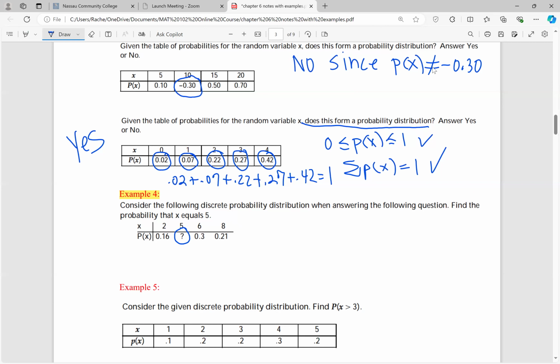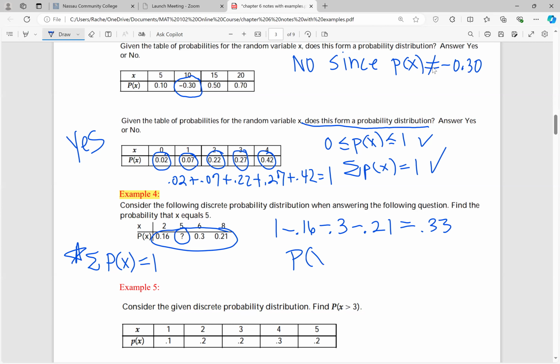And if you thought, all right, the probabilities in a discrete probability distribution have to add up to 1, you're right. You could use that property, right? So we know these should total 1. So remember, the sum of all the probabilities should equal 1. So if I take 1 and I subtract 0.16, 0.3, and 0.21, whatever's left over is going to be that question mark, right? And that works out to be 0.33. So the probability that x equals 5 is 0.33.